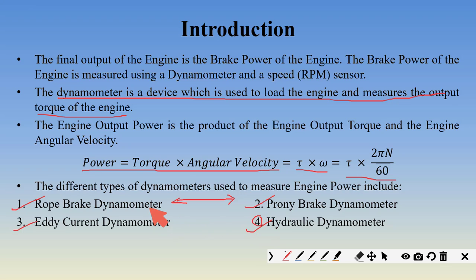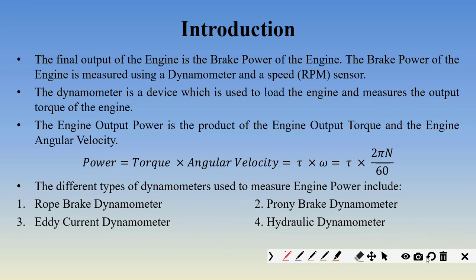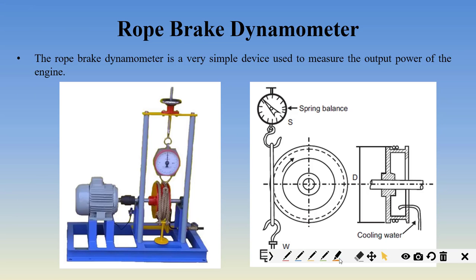So it is very important for us to know how exactly these dynamometers work, because only if we know how the dynamometers work, then only we will be able to solve the sums. Okay, so we will look at these dynamometers one by one. So the first dynamometer which we are going to see is a rope brake dynamometer. This is one of the simplest kind of dynamometers possible.